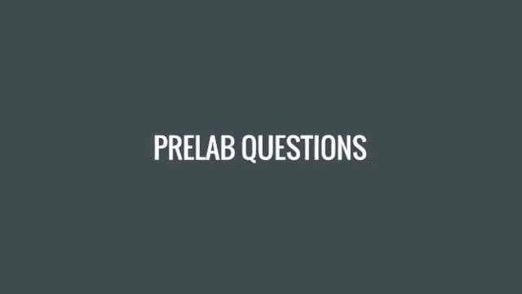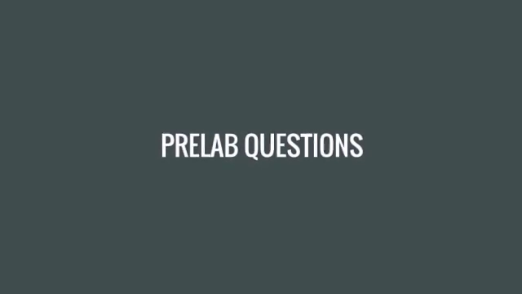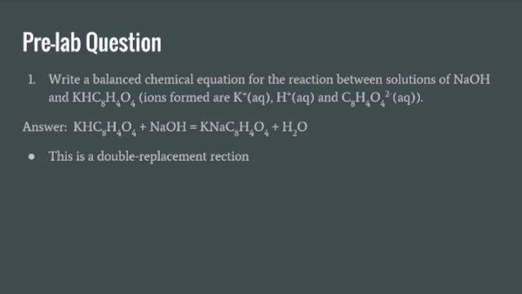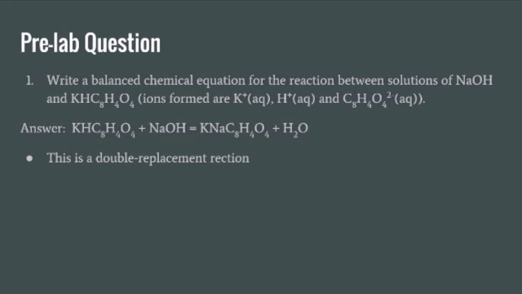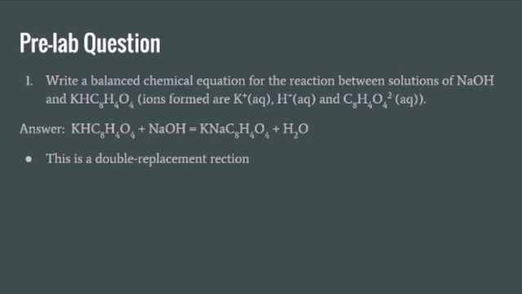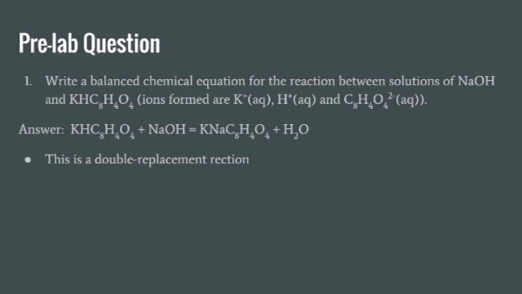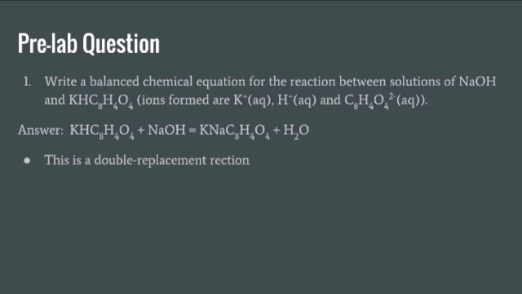So next we have pre-lab questions. The first pre-lab question that we have is to write a balanced chemical equation for the reaction between solutions of sodium hydroxide and the acid that we're using in this procedure. A little note is that the ions formed are K+, H+, and C8H4O4 2-, and these are all aqueous because they're in solution. So the answer to this question: first we have the two reactants on the reactant side.